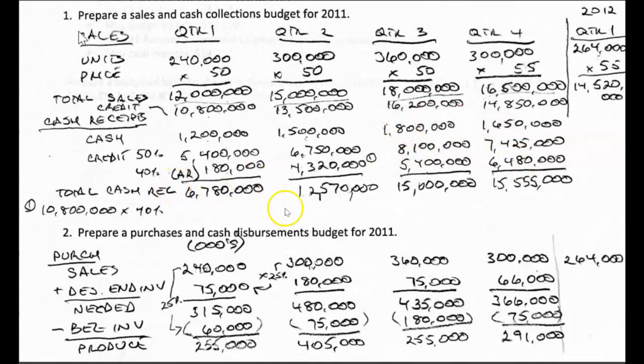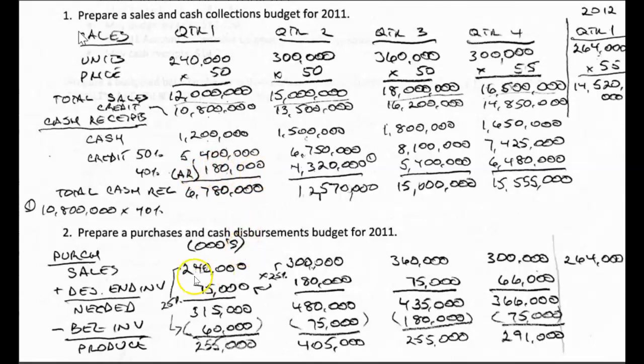Then we've got our total cash receipts. Make sure that you do a cash receipts problem without looking at any notes, so that you know how to stagger these payments. Here we've got a beginning balance in accounts receivable. That's where the 180 came from.